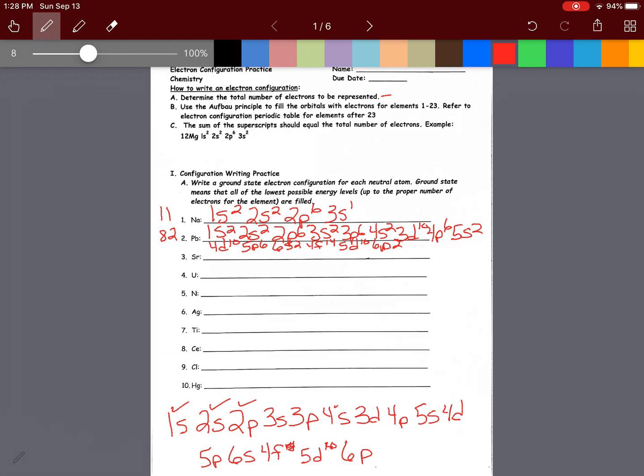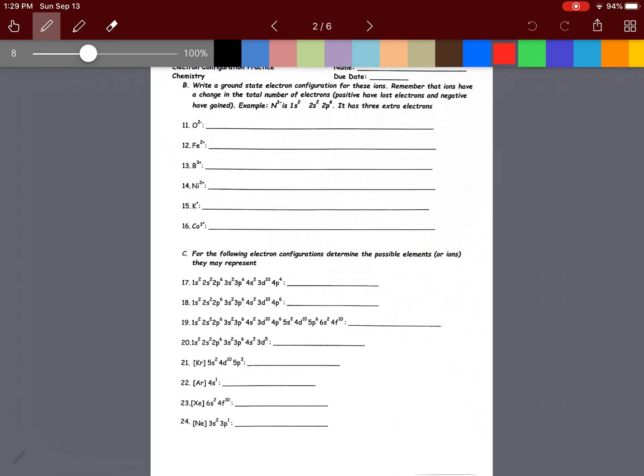And if you add 2 and 2 and 6 and 2 and 6 and 2 and 10 and 6 and 2 and 10 and 6 and 2 and 14 and 10 and 2, you should get 82. So you shouldn't have to go any bigger than that. Okay, so that one's a good one to do as an example.